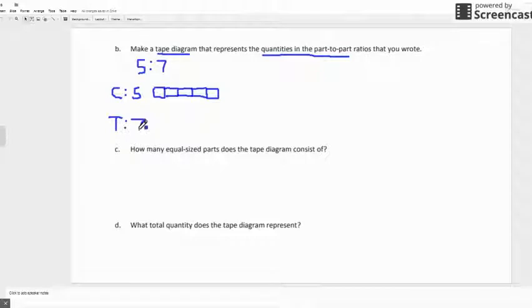Well, for the trucks, there were 7. For every 5 cars registered, there were 7 trucks registered. So we need to make simply 7 tapes now. Remember, we want to try to line them up as best as possible. So those 3 line up with the 3 above, and 4 line up with the 4, and 5. And of course, now that we need 7, which means we need 2 more. Now, this is important to line these up for what we're going to continue doing throughout this lesson.